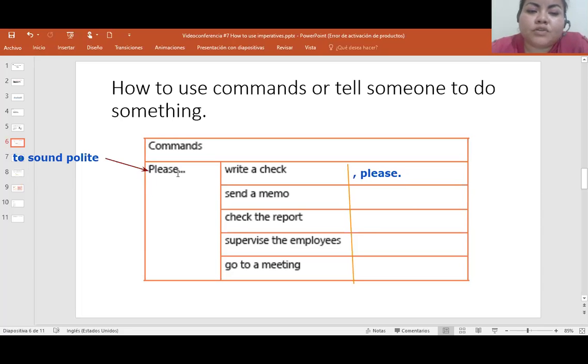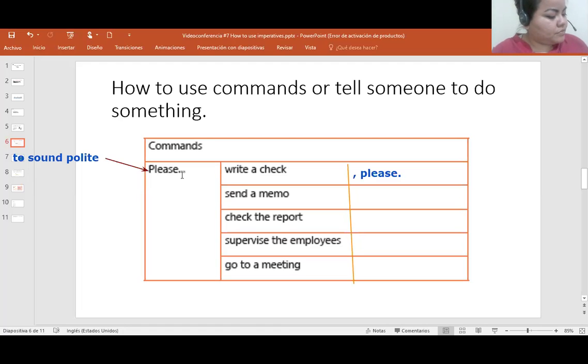Ni esos tres puntitos tampoco van. Just please write a check. Si lo ponemos al final, write a check, comma, please. That should be there. So we can put it at the beginning or at the end. Is that part clear? Yes? Do you have any questions right now?